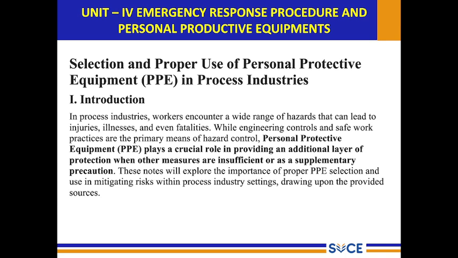So let us introduce. In process industries, workers encounter a wide range of hazards that can lead to injuries, that can lead to illness, that can even lead to fatalities. Sometimes death will also happen. That is what fatalities are. While engineering controls and safe work practices are the primary means of hazard control, the first topic of part 2 is selection and proper use: how we have to select, and what are the proper means to select PPE in process industries.